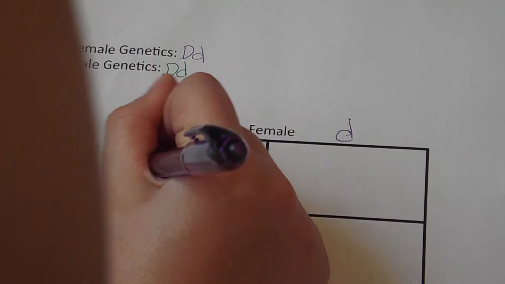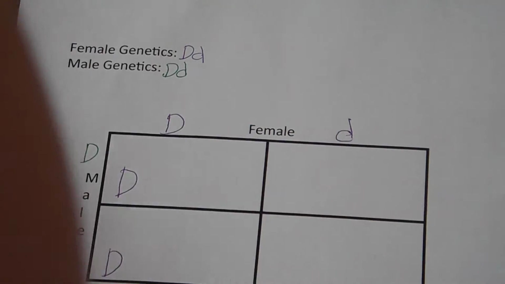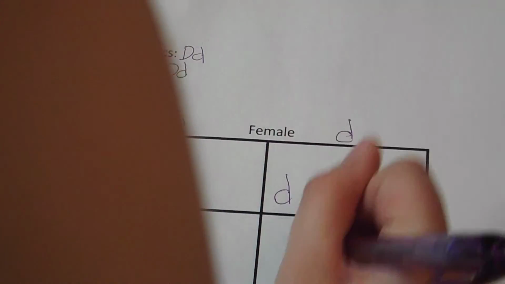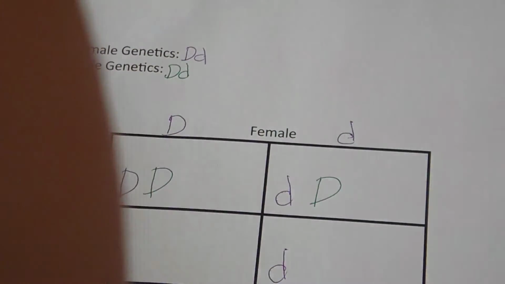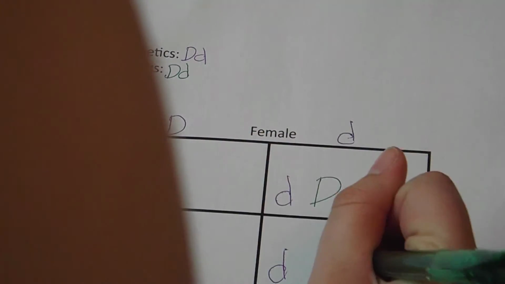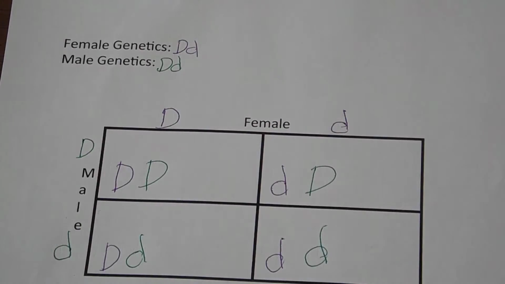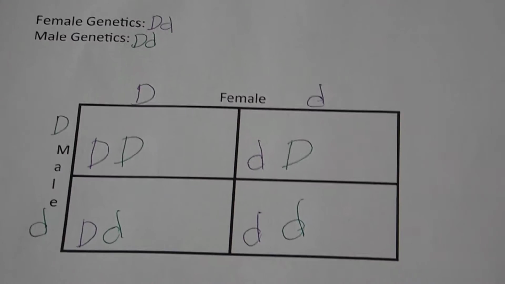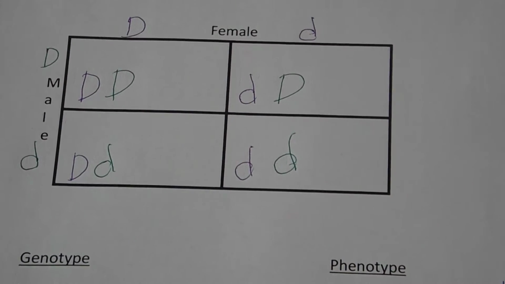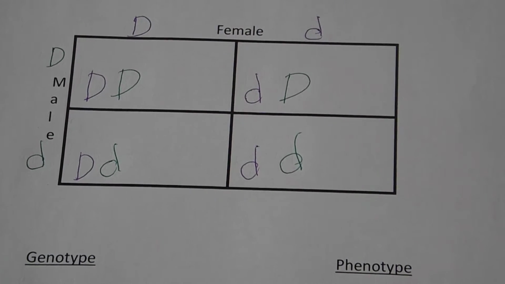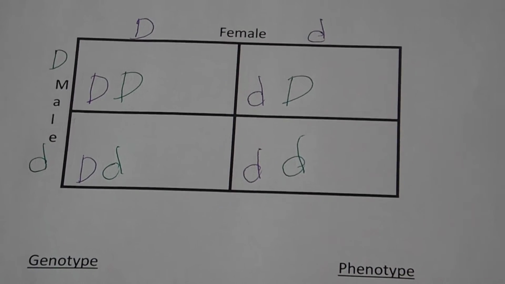And for time's sake, again, I'm just going to do this because it takes quite a bit of time to do each square by itself. Little d, little d. And as you can see right now, the situation has got quite a bit more complicated than when we first started. So the first situation we have to plot down the genotype is big D to big D.